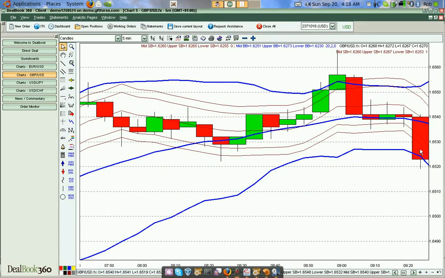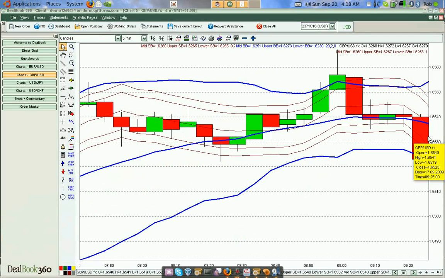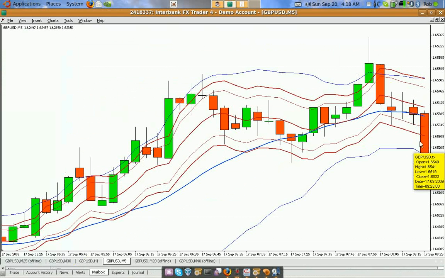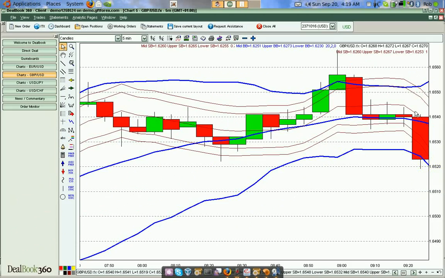And on GFT, it's not exactly at the bottom of the Stark bands, but I can see myself making the same decision. I don't think it would have made too much of a difference here. If you do have an argument for or against that, we can talk about that on the forums. So here, the entry.